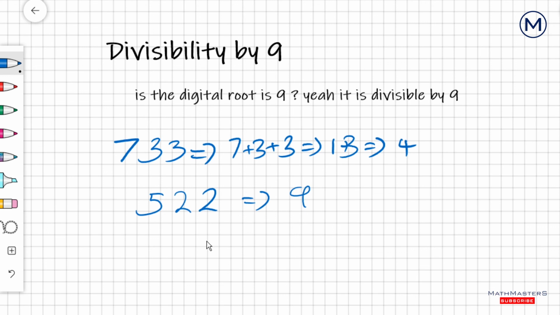Let's take a larger number, 7326. In this case, the digit sum we are getting is 18, that means 9. So this number is also divisible by 9. So in this case, the digital root of this number is 9, so it is divisible by 9. In any case, if you have a digital root other than 9, that means that number is not divisible by 9.